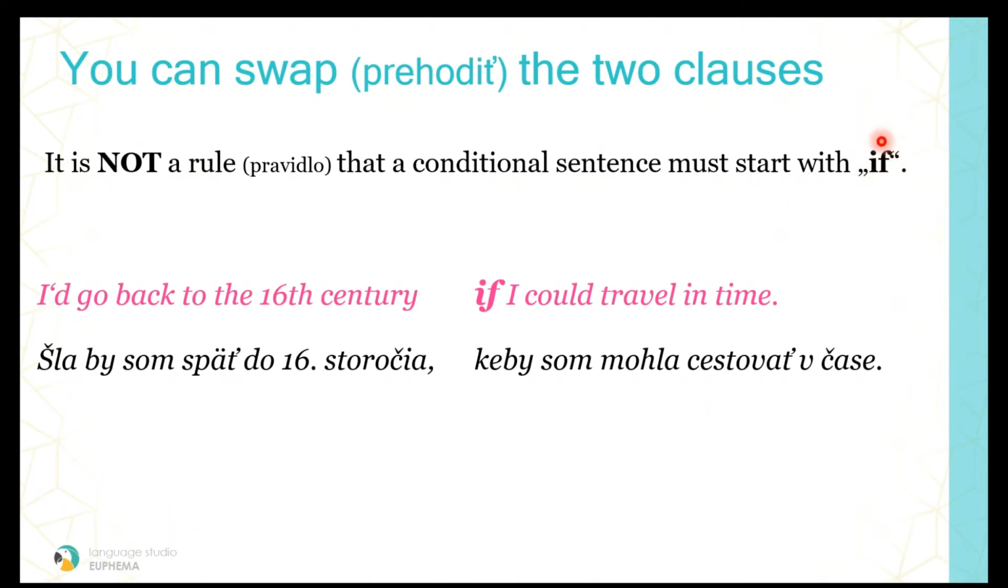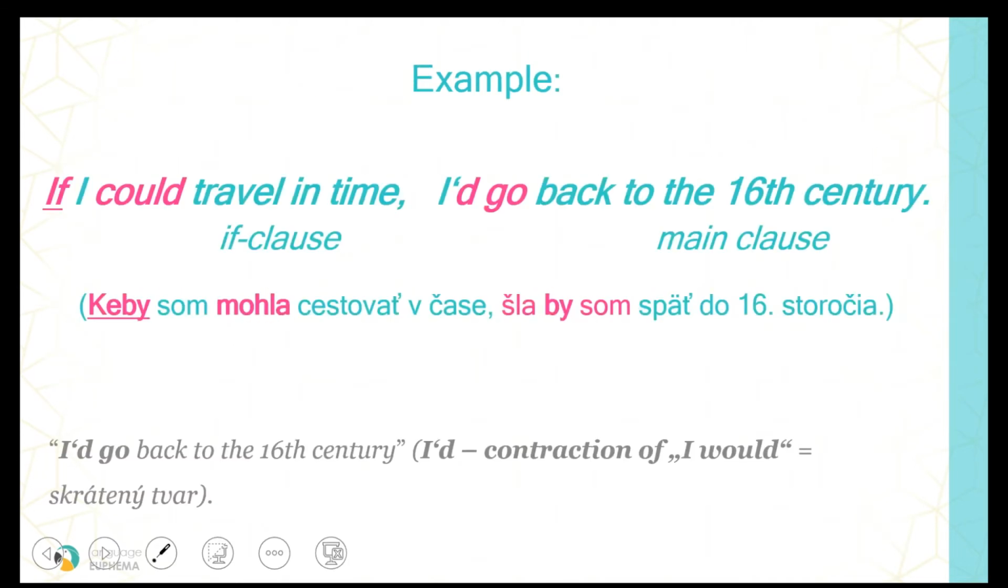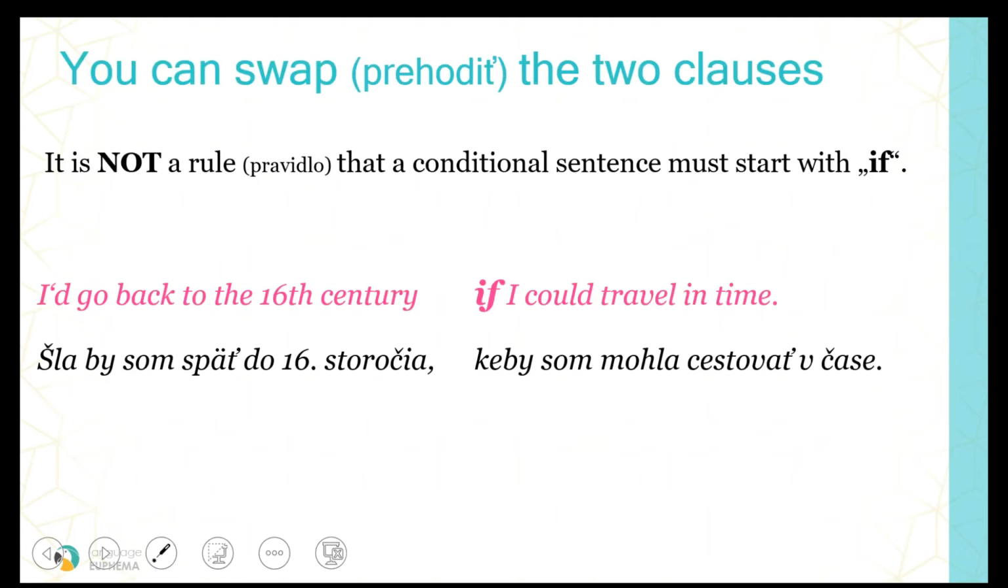What I did here is I swapped the two clauses from the previous example. Here I started with the if clause, if I could travel in time, and then the main clause, I'd go back to the 16th century. But we can swap them and we can start with the main clause. So I'd go back to the 16th century if I could travel in time. So first one is the main clause, second one is the if clause. It's completely correct. You can choose what you want to start with.